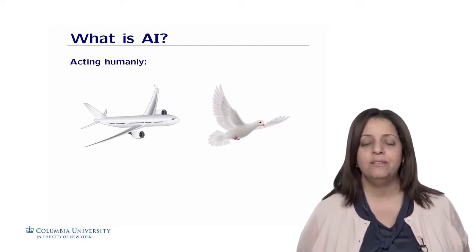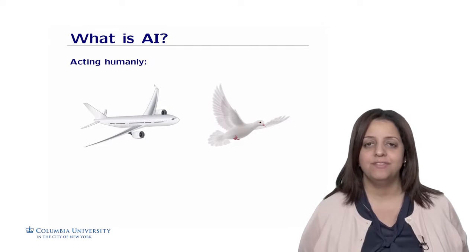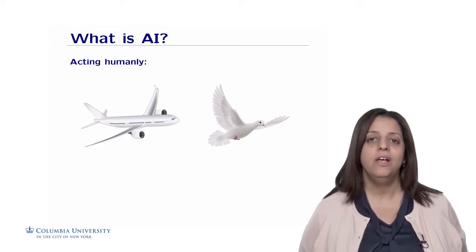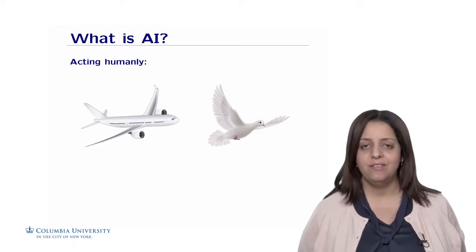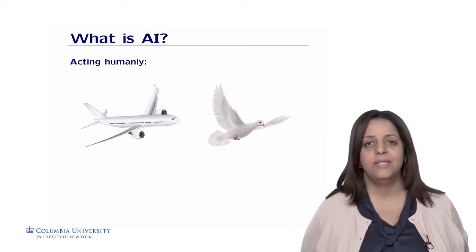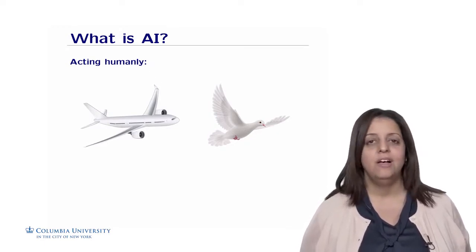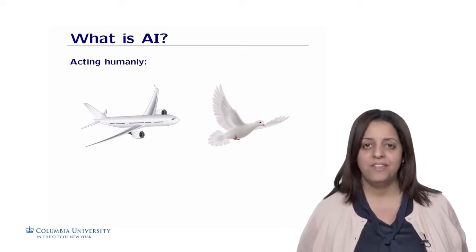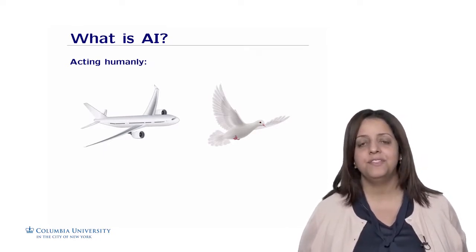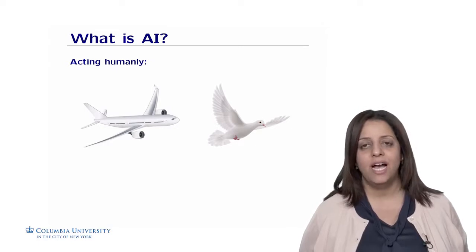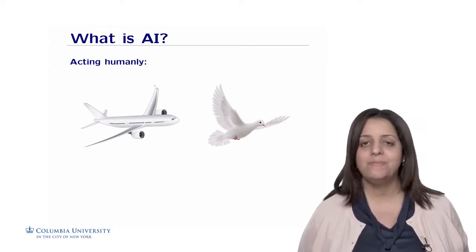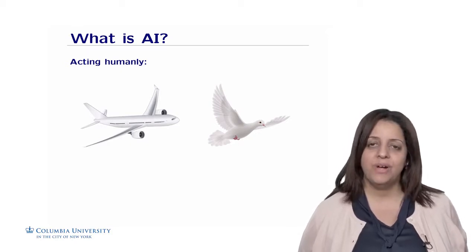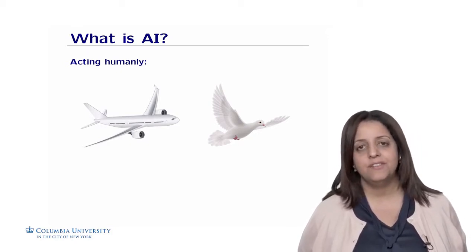For example, we know that birds can fly, so the proof of concept is out there. We know it's possible to fly, but the process to fly has been invented by humans. We don't see airplanes flapping their wings. However, airplanes have the same effect of flying using different principles, including aerodynamics. So acting humanly has inspired discoveries, even though the process at the end has been different from what we observe in nature.